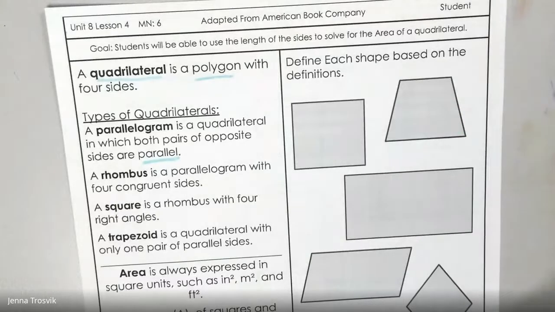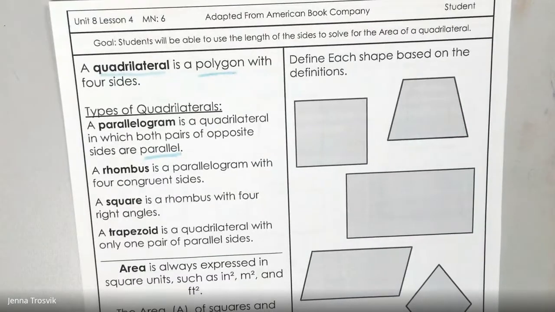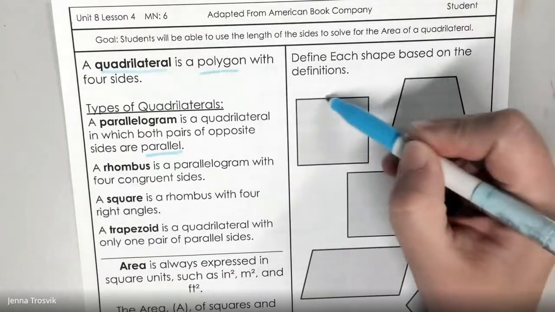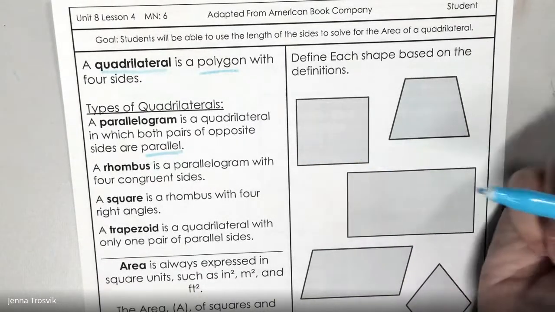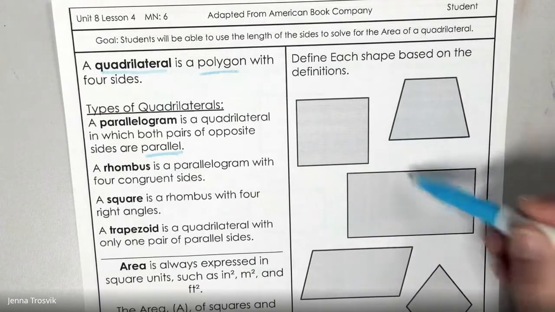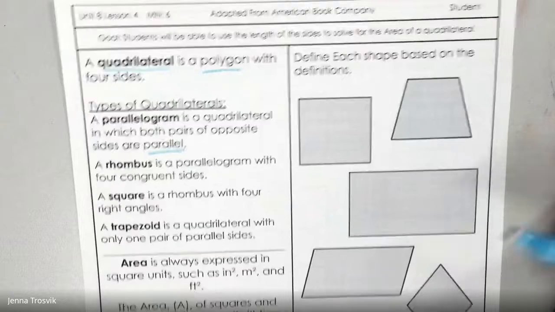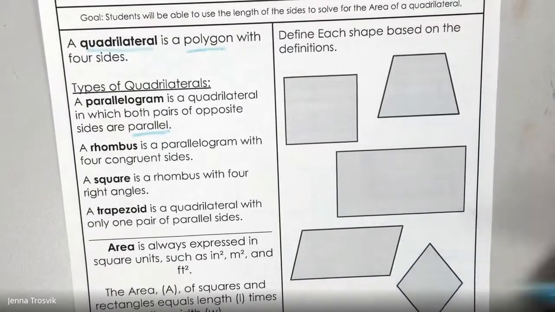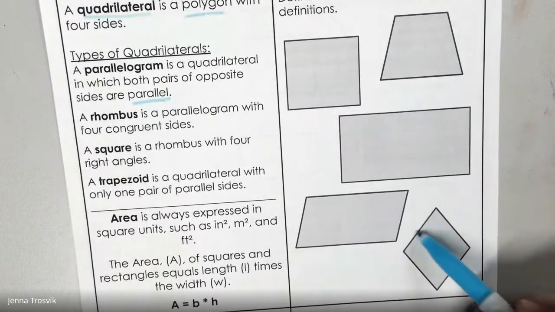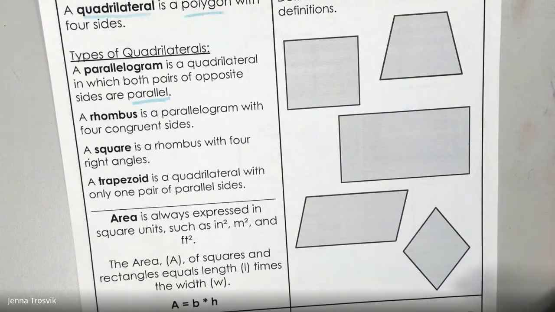So if we look over to the right-hand side, we have quite a few parallelograms. These have 2 sets of parallel lines. So a square is a parallelogram. This has 2 sets of parallel lines, so this is a parallelogram. This has 2 sets of parallel lines, so this is a parallelogram. And this has 2 sets of parallel lines, so this is a parallelogram.